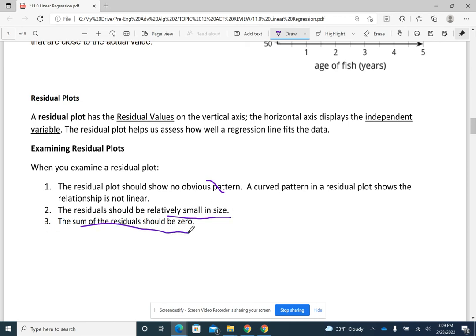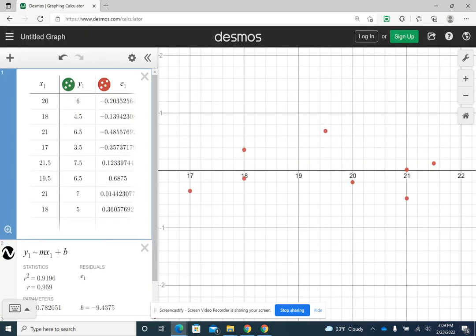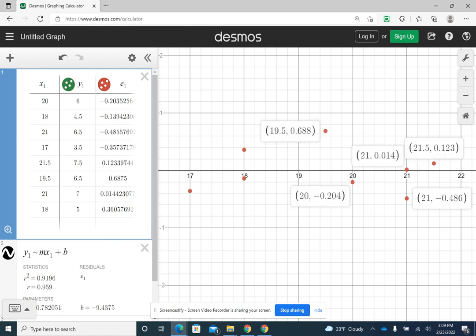Now, I'm not asking you to add up all the residuals, but you can observe on the residual plot, okay, well, I've got a point up here and a point down there. And if I add those two y values together, it's kind of close to 0. So you can kind of visualize there should be some above and some below, and they kind of cancel each other out when you add them all together to be 0. So that's what we want to see.